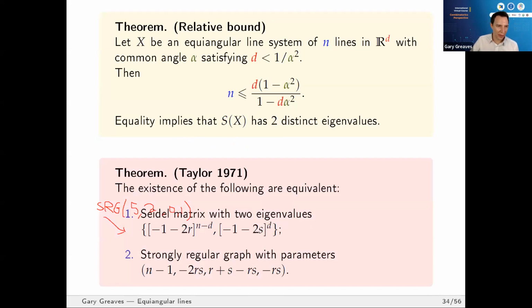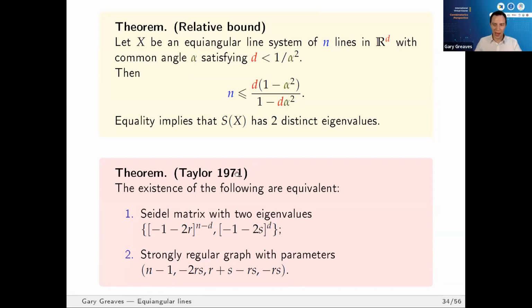So now let's compare that with the relative bound that we saw earlier. The relative bound says that if you have equality, then the corresponding Seidel matrix must have 2 distinct eigenvalues. And Taylor says if your Seidel matrix has 2 eigenvalues, then there must exist a corresponding strongly regular graph. So if we combine these 2 results together, anytime we have equality in the relative bound, there must exist a corresponding strongly regular graph. And so these special strongly regular graphs are equivalent to, in some sense, the best possible equiangular line systems.